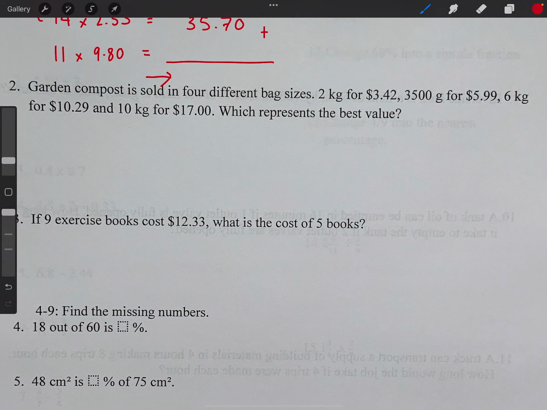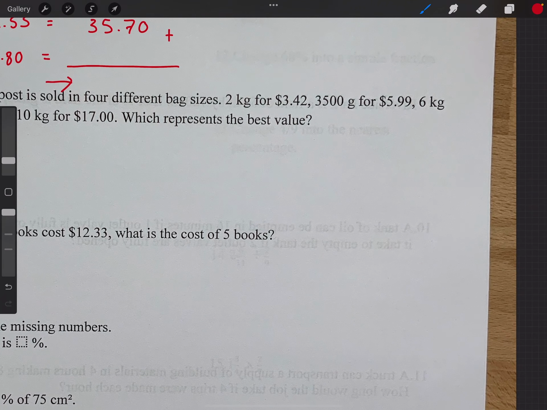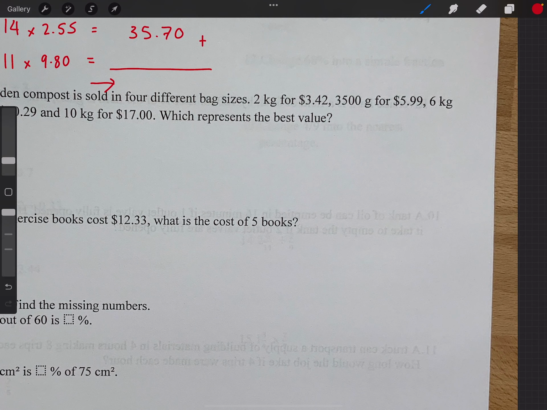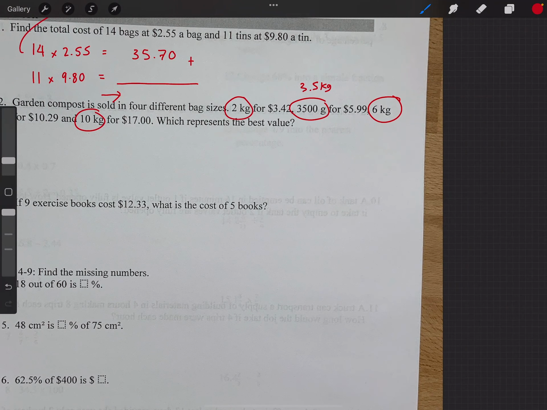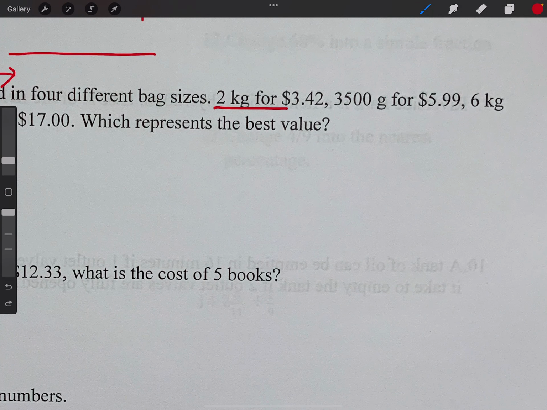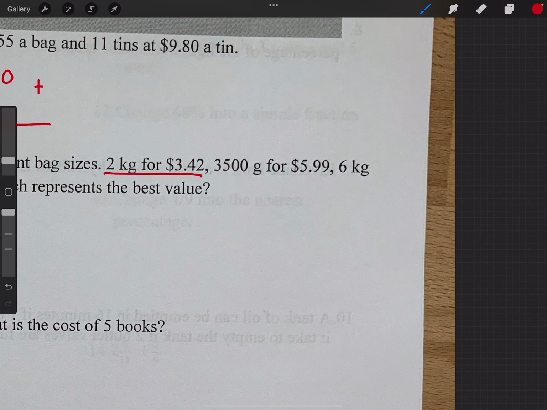Question 2. Garden compost is sold in 4 different bag sizes. Okay, so now we're comparing which represents the best value. Here we've got 2 kilograms. This one is in terms of grams, so that's 3.5 kilograms when we change it to kilograms. Then you've got 6 kilograms, and then you've got 10 kilograms. So what we're going to do is make them all into 1 kilogram so we can compare them. Okay, so if 2 kilograms costs $3.42, 1 kilogram will be half of it.